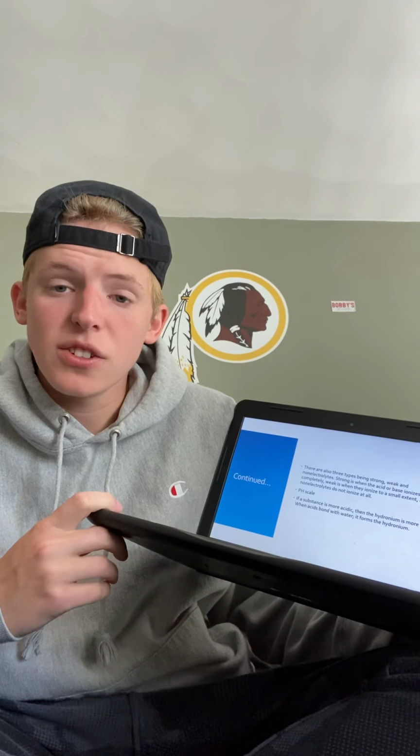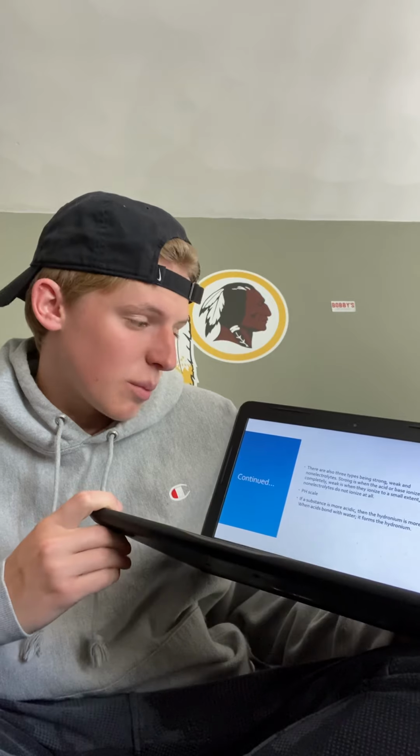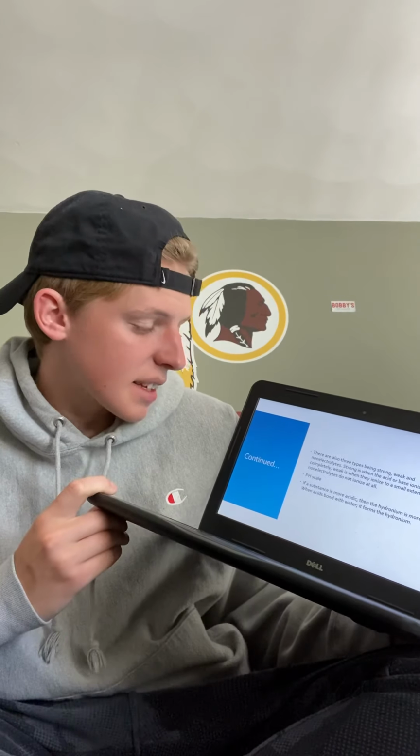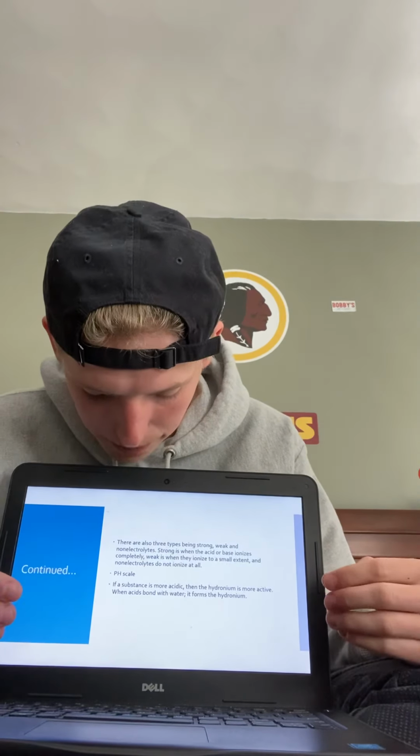So hydronium comes with the pH scale. The more acidic it is, the more the hydronium is active. So it's when the acid bonds with the water in the chemical reaction that the hydronium is produced. That's how we decide how much hydronium there is in a certain acid, and so on and so forth.